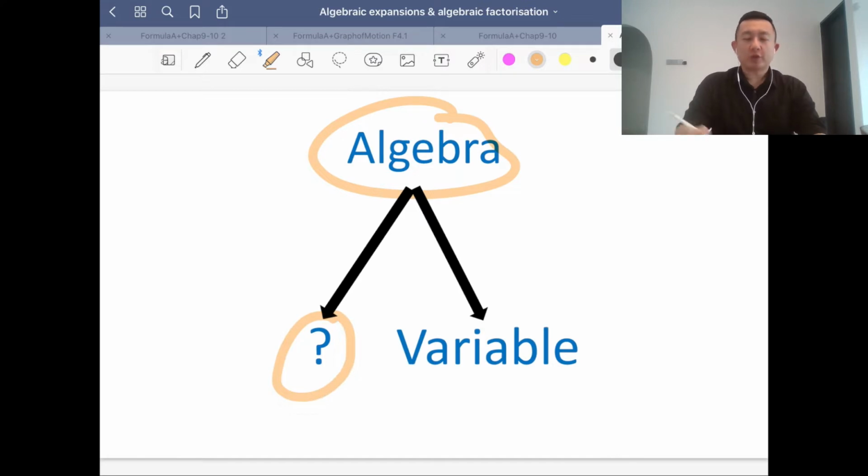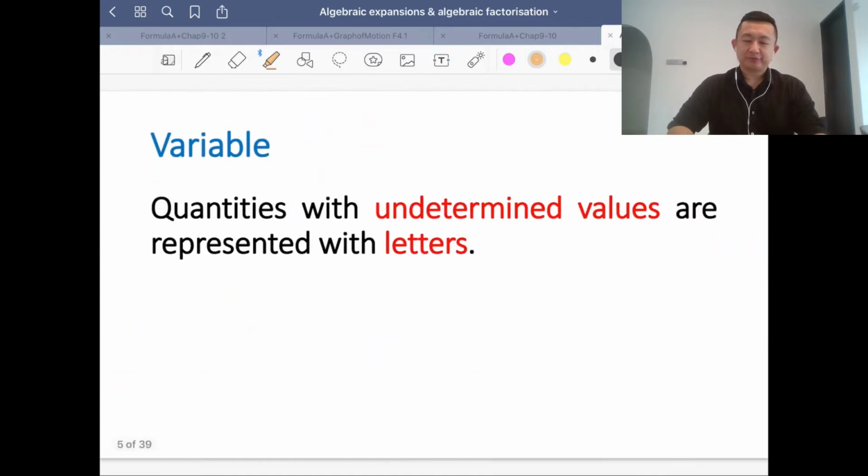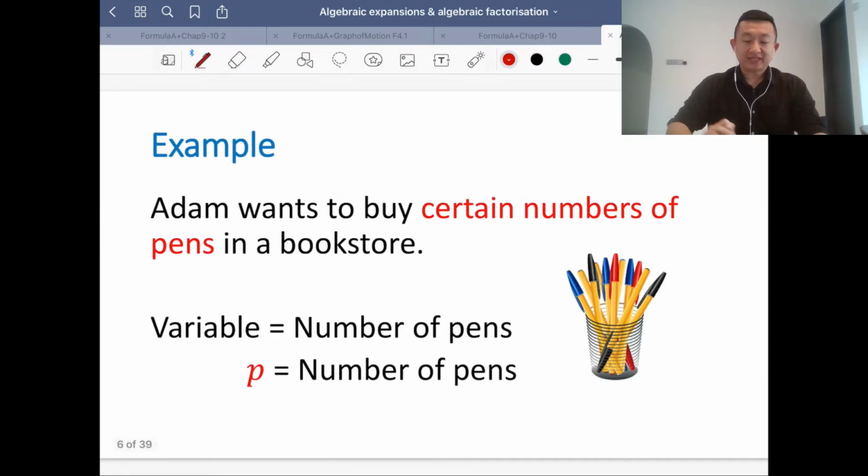And we use the word variable to represent the unknown, a value that has yet to be determined in a certain situation. Variable. And that is the definition of variable: a quantity of undetermined value, usually represented by letters A to Z. I'll give you an example.